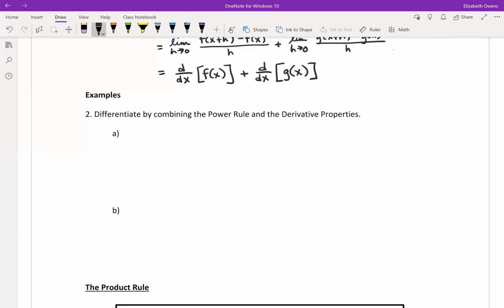Here are some examples of using the derivative rules and properties that we've seen so far. Here we're going to differentiate by combining the power rule and the derivative properties.